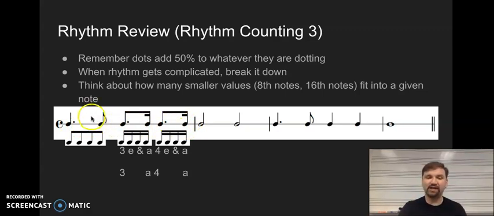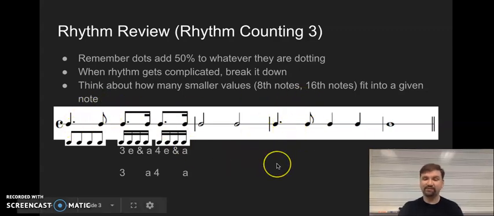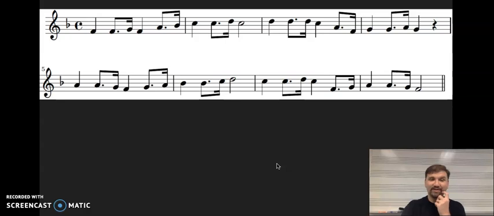Let's count this whole line here. Ready? Go. 1 and 3, 4, 1, 3, 1 and 3, 4, 1. Did you notice that this rhythm was the same as this rhythm? Perhaps you did.